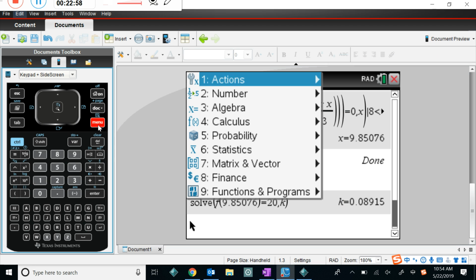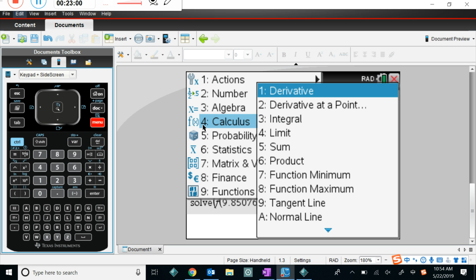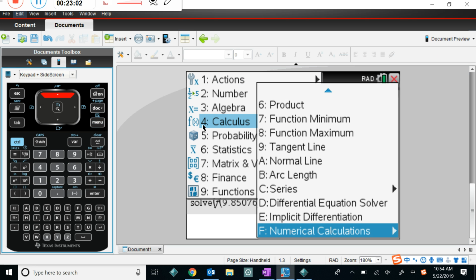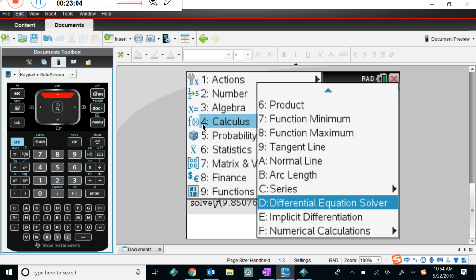Where is it? It's in menu, calculus, and the differential equation solver. What's differential equation solver? Basically, it helps you to solve first order derivative functions. First order derivative function.